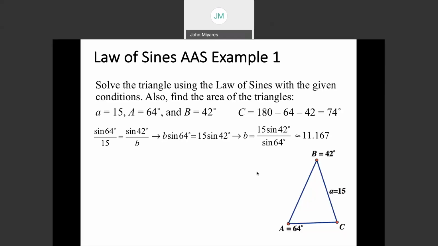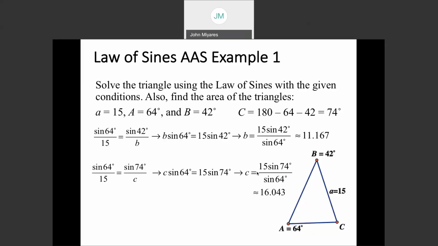For side C, we're going to follow the same procedures. Side C is across from angle C, which we computed as 74 degrees. So again, we're going to set up the proportion sine of 64 over 15 equals sine of 74 over C. We can cross multiply to say c times the sine of 64 equals 15 times the sine of 74, then we can divide both sides by the sine of 64 degrees, which is going to give us a measure of 16.043 as the length of side C.